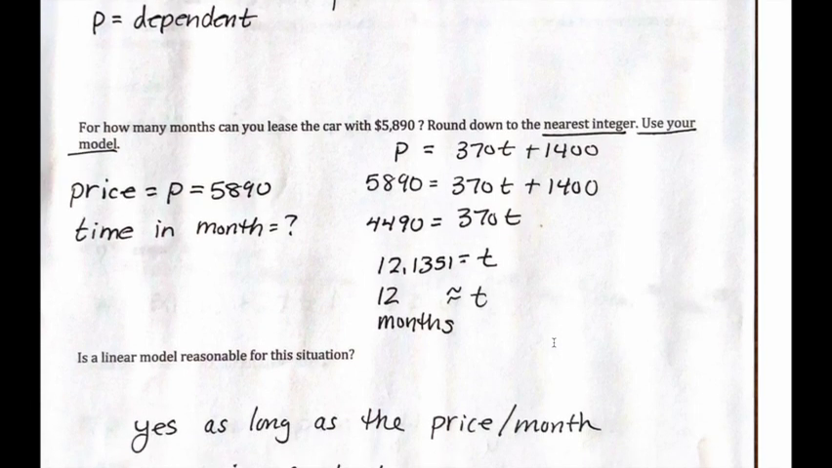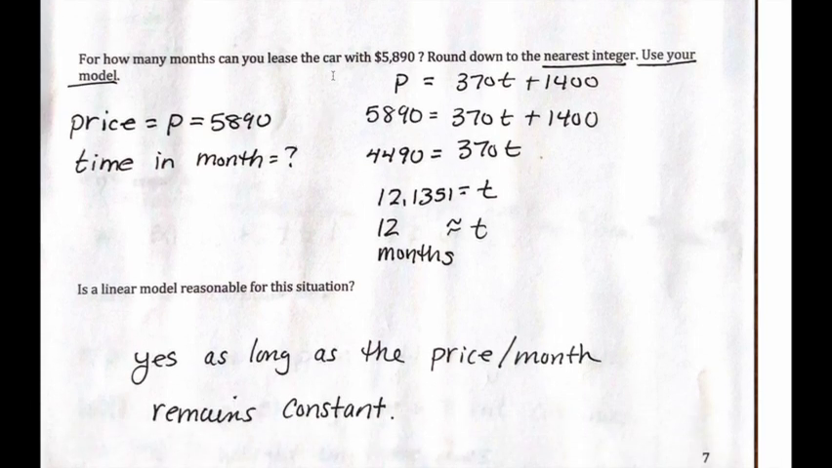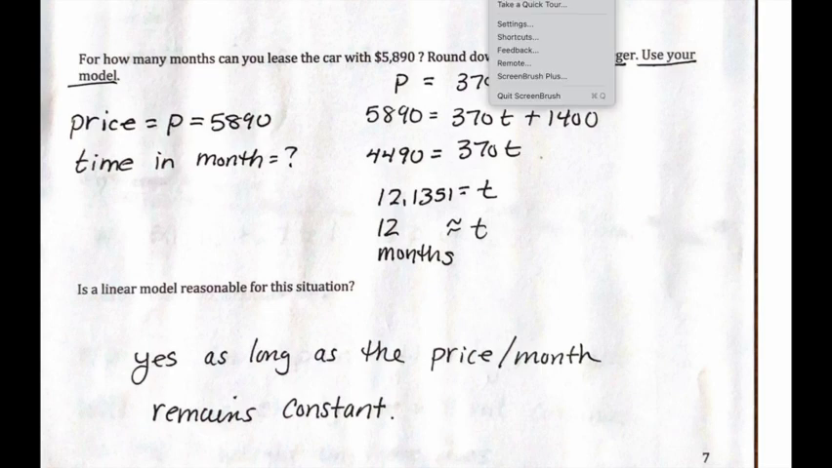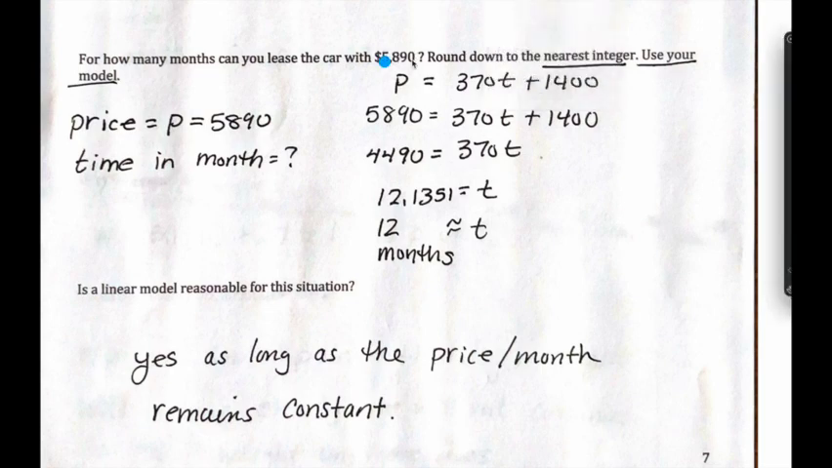Now, for how many months can you lease the car with $5,890? So how long is that going to last with this renting of the car? And it says to round to the nearest integer, and we're going to use the model. So here's the model that we come up with. Now they're giving us the price. That's the 5,890. So this is my P. So that's going to go in here. And we need to know how long it's going to last, how many months. So we're solving for T.